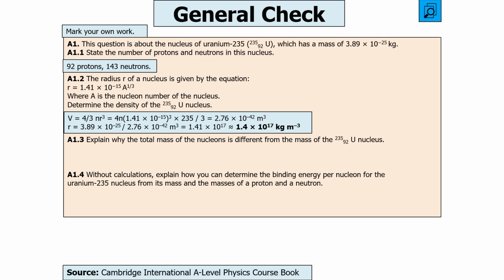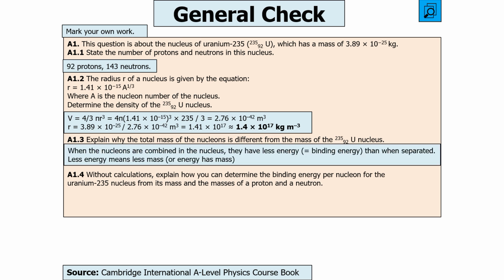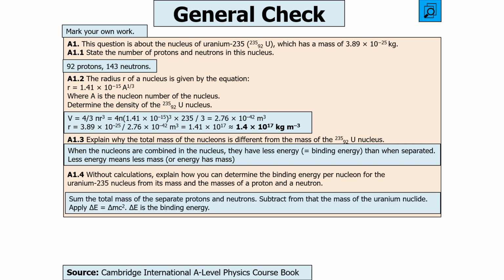Therefore, we can use that to then work out the density by linking the volume to the mass. So we get 1.4 times 10 to the 17 kilograms per meter cubed. Now the mass is going to be different because when the nucleons are combined in a nucleus, they have less energy than when they're separated. Now less energy means less mass because energy has mass, so therefore the mass will be lower when they are in a nucleus.